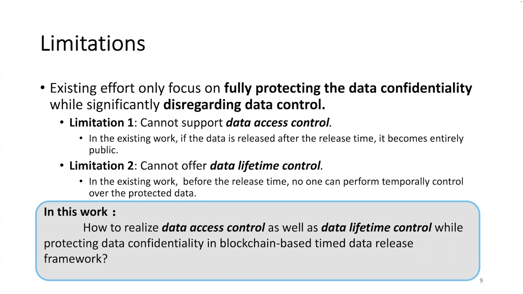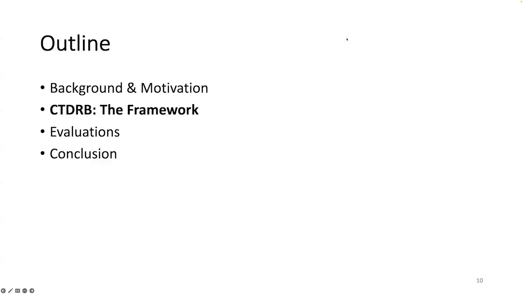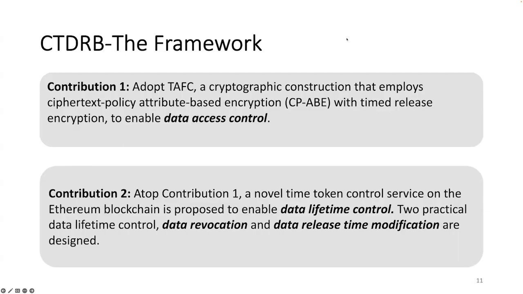So in this work, the problem is how to realize data access control as well as data lifetime control while protecting data confidentiality in a blockchain-based timed data release framework. We solve the aforementioned problems by designing a systematic framework. The first contribution is that we adopt a variant CPABE scheme to enable data access control. Based on the first contribution, a novel time token control service on the Ethereum blockchain is proposed to enable data lifetime control. And two practical data lifetime control primitives called data revocation and data release time modification are designed.